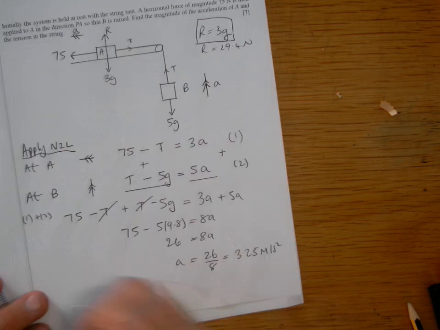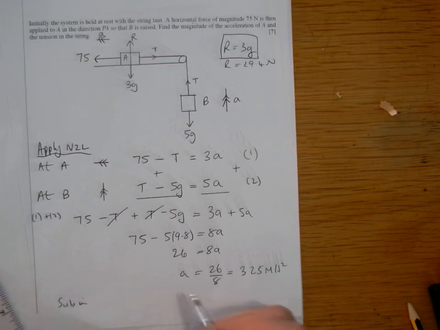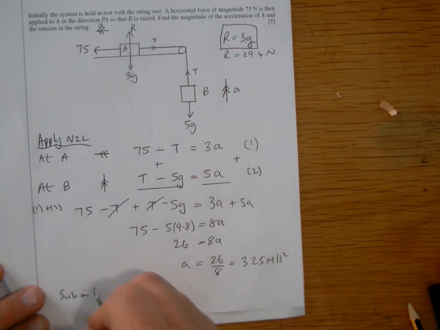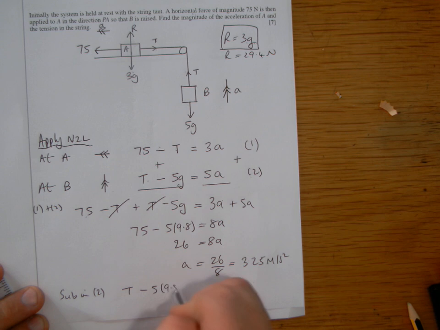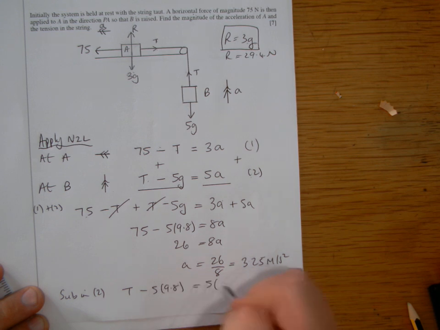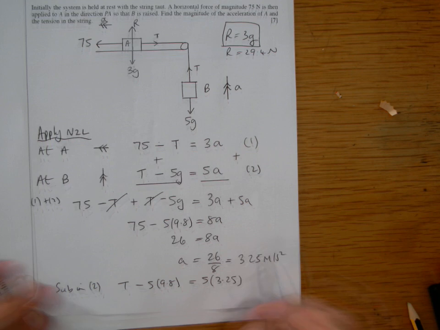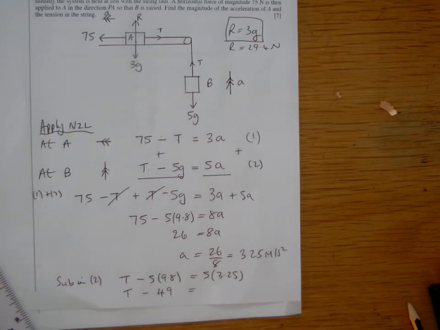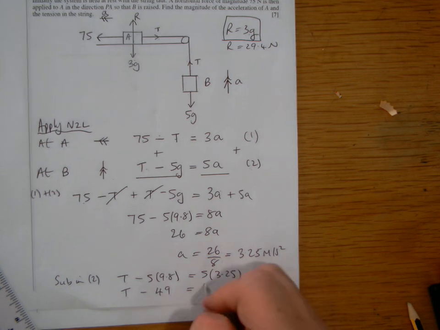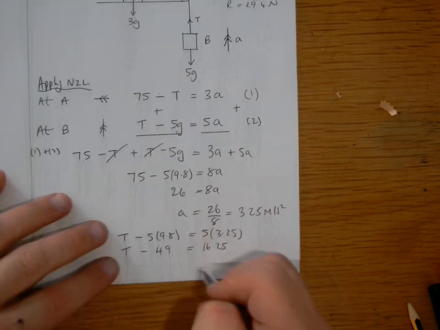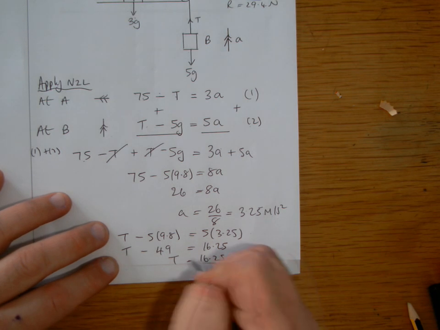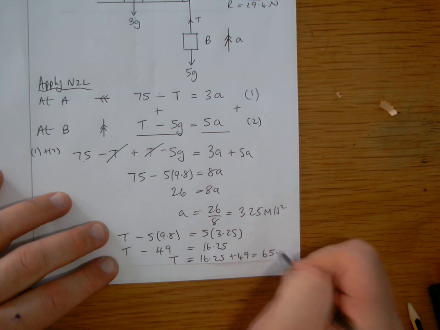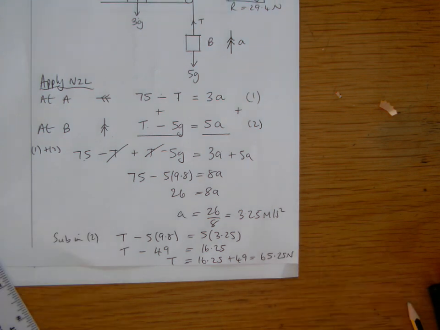We then substitute that into equation 2, which would be easier. T take away 5g, 5 times 9.8, equals 5 times the acceleration. So T take away 49 equals 5 times 3.25, which is 16.25. So T will equal 16.25 add 49, so we get 65.25 newtons as our final answer.